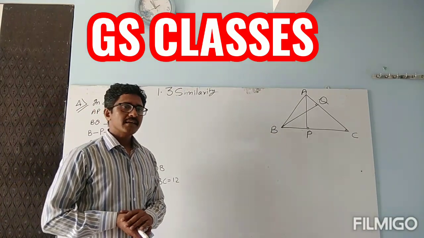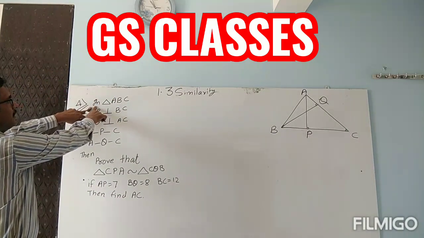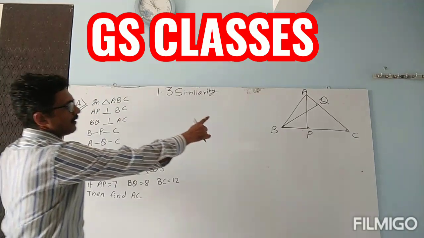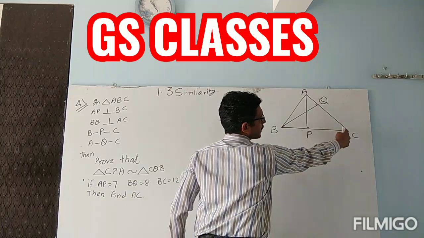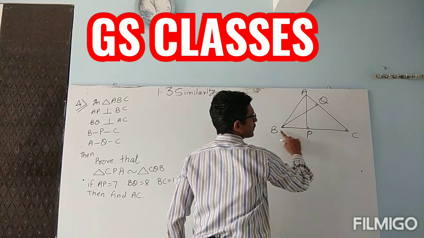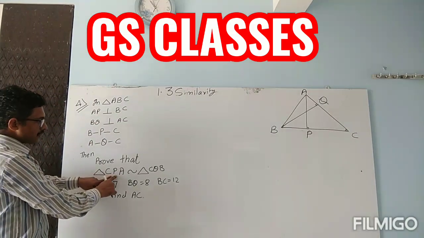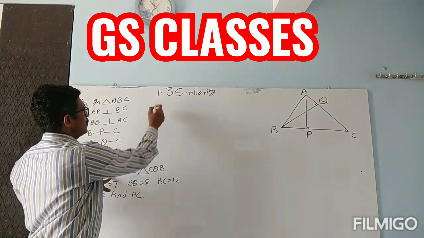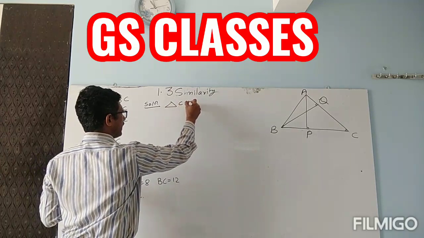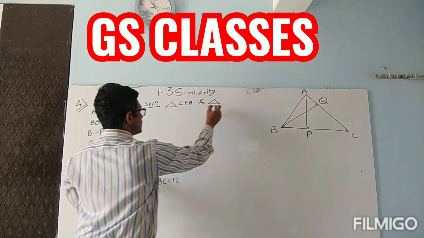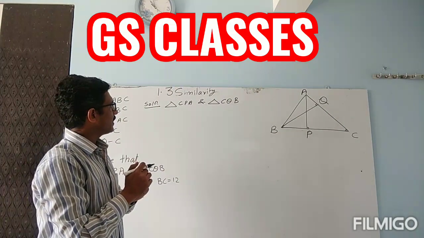So hello students, let's begin with this question. Children, in this question what are they giving? Triangle ABC. In triangle ABC, BQ is perpendicular to AC and AP is perpendicular to BC. Now they are asking us to prove that these two triangles are similar. So in your solution, children, you write first triangle CPA and triangle CQB. Let's try to locate the position of these triangles.